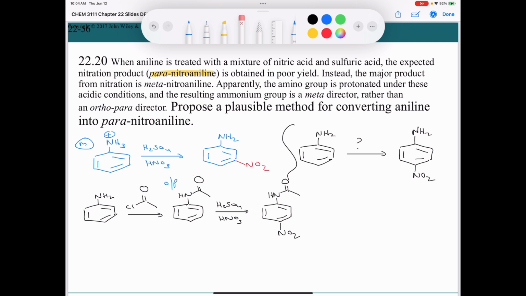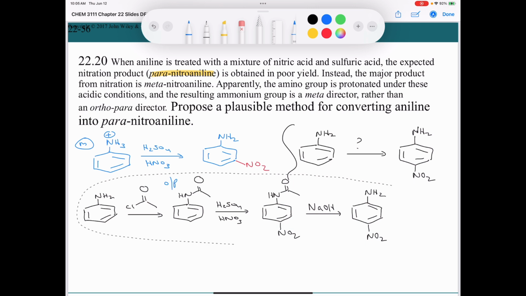And so now to hydrolyze, we could use strong acid or strong base. I'll just put sodium hydroxide. You could put H3O plus. Either one is fine. And so that's going to give us our para-nitroaniline.